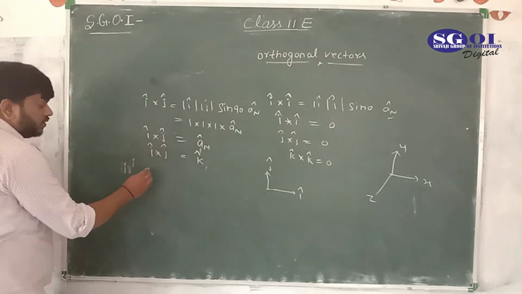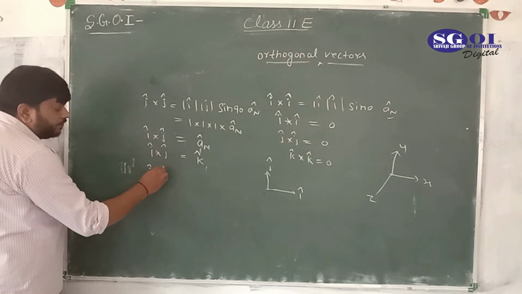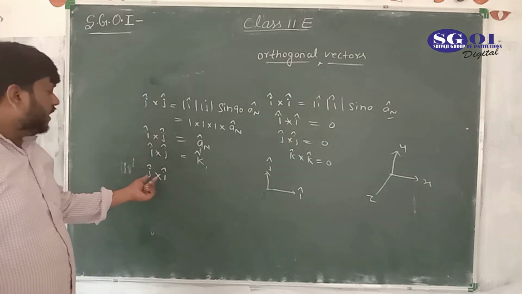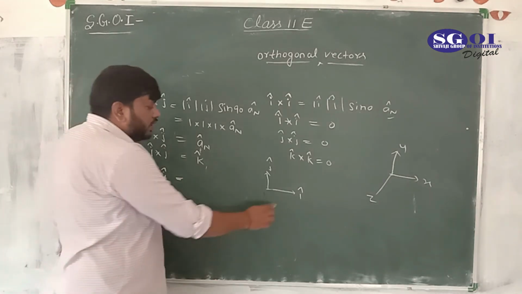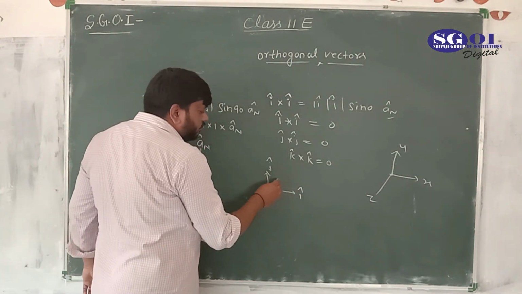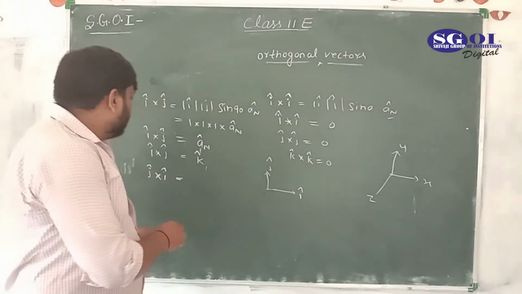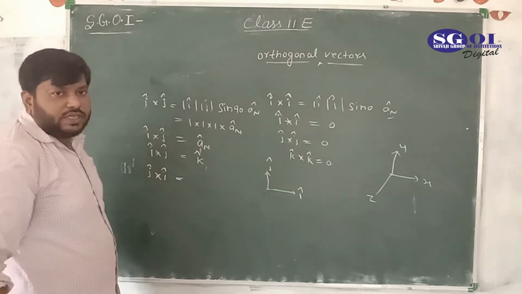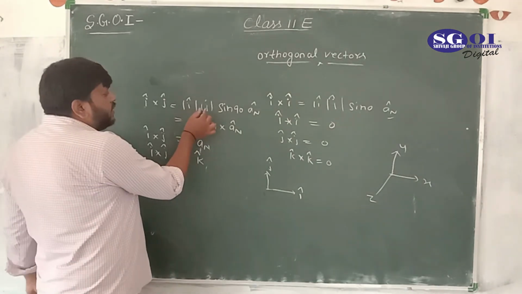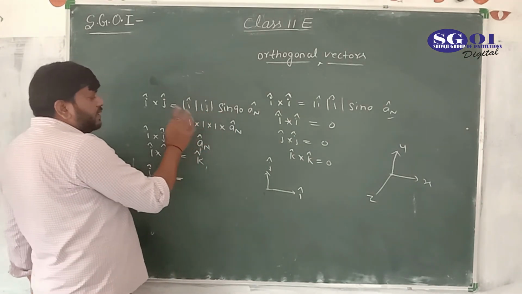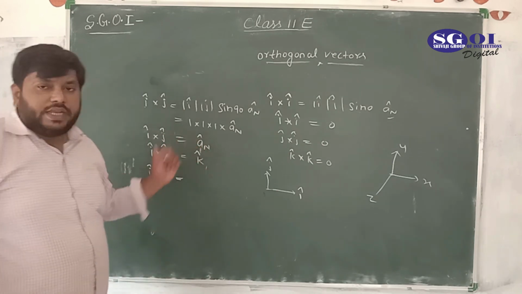Suppose it is like this: j cross i. Just reverse, j cross i. Now this is j, this is i. Now we are finding j cross i. The magnitude of j, magnitude of i, is sin 90. This is the same, that is 1. Now we have to find n cap.